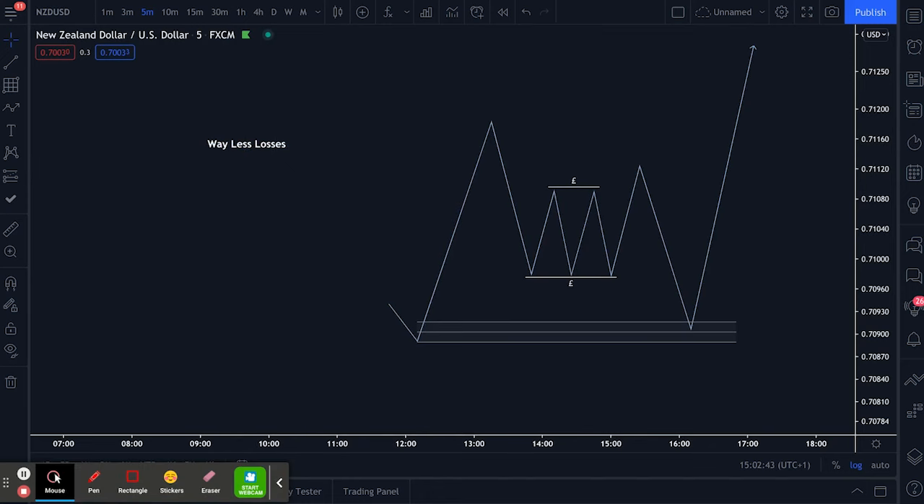The reason you're going to achieve way fewer losses now is because you understand where not to buy the market and where not to sell the market as well. So if we see an uptrending move like this, we get a higher high, then we come down and form what could be a higher low, and we see a range form.